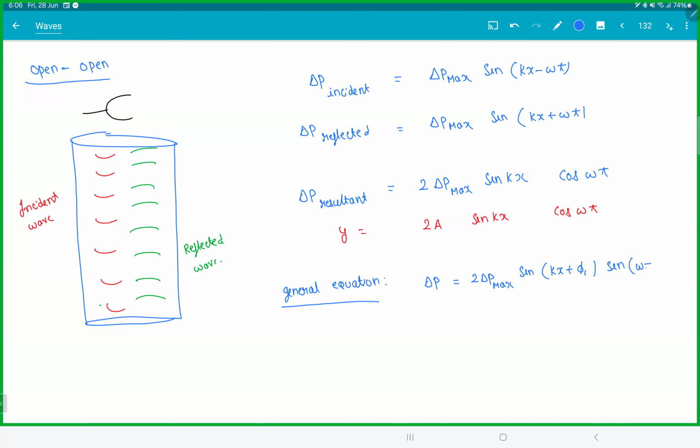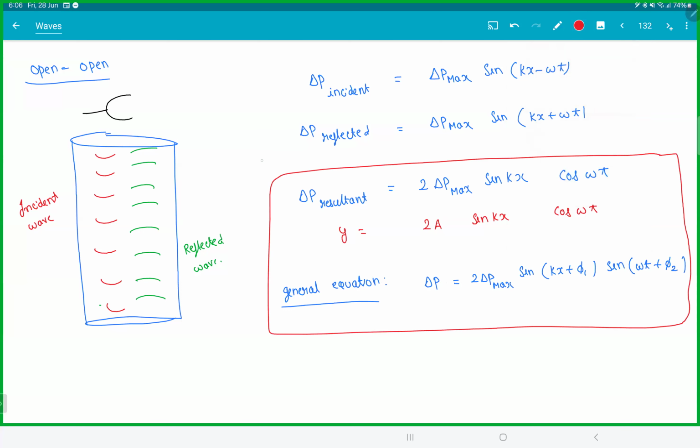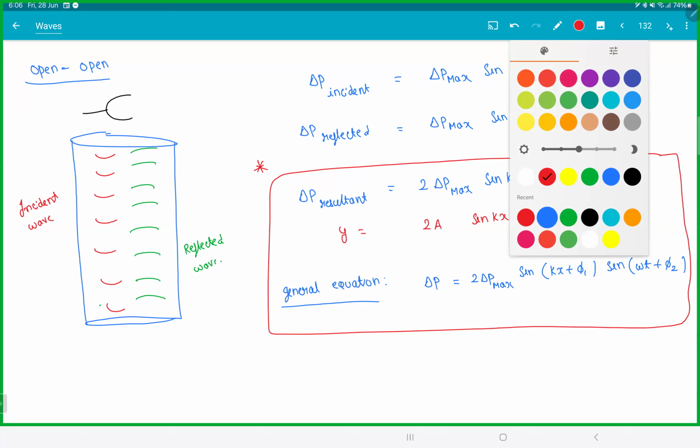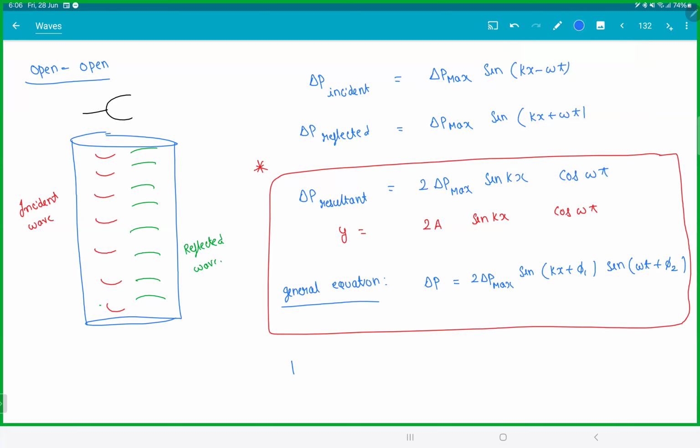Exactly the same thing. See, maths doesn't care whether you're talking about sound or a wave on a string. As long as the mathematical form looks the same, it will behave the same way. That's your general equation, but we will use that sine kx cos omega t. We are used to that for all problems. It means we are choosing the node as the origin and the particles at extreme position at t is equal to 0. So this term here is called pressure amplitude. It is 2 times delta P max sine kx.